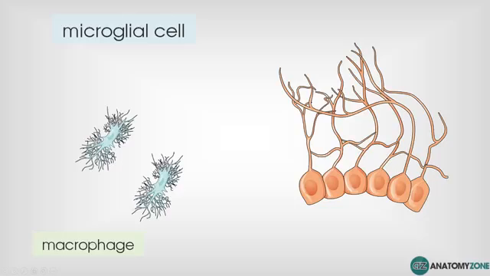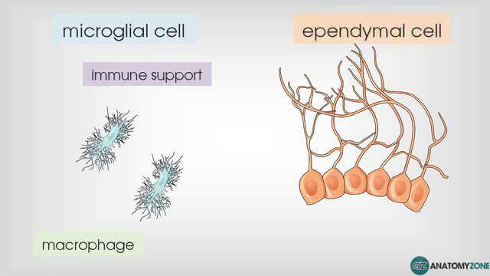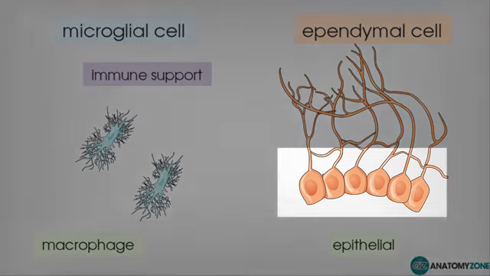So it's thought that the microglial cell may have originated as white blood cells, as they're very similar to the macrophages of the immune system. So microglial cells really have a role in immune support. On the right hand side of the screen we can see the ependymal cells. These are similar in appearance to epithelial cells, and you can see how they've got this close relationship to one another. So the cells are tightly adherent to each other, just like epithelial cells.